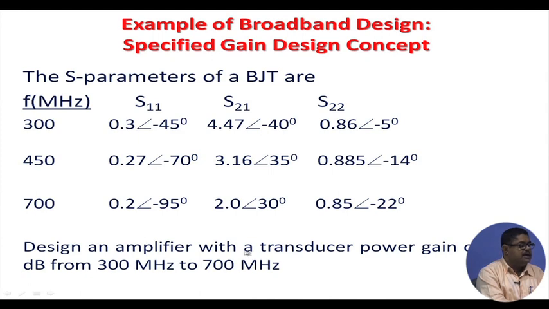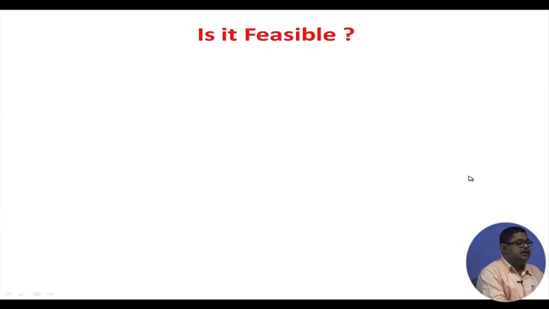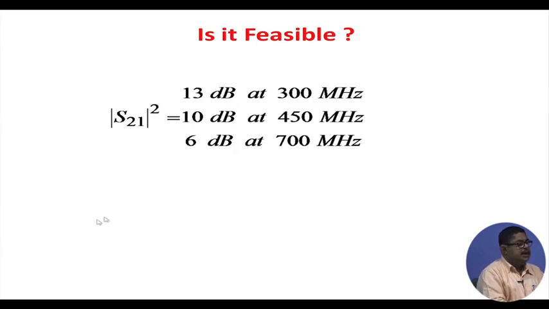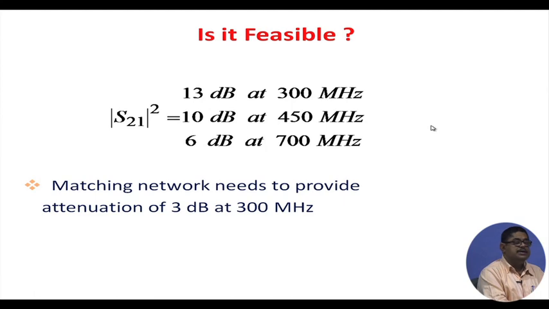Now, it is asked that we design an amplifier with a transducer power gain of 10 dB from 300 to 700. So, let us see. First let us see whether it is feasible or not. We see S21 square is already given at different values. If we calculate, it turns out that at 300 megahertz I have 13 dB, at 450 megahertz I have 10 dB, and at 700 megahertz 6 dB. That means I am supposed to get 10 dB gain. At the lower frequency of 300 megahertz I have 3 dB extra. So, I should have a matching network which gives me basically an attenuation of 3 dB.